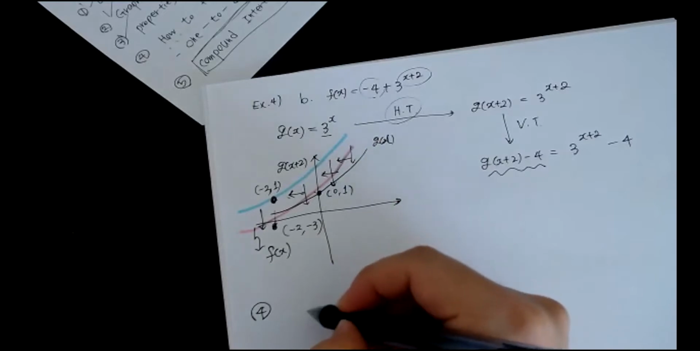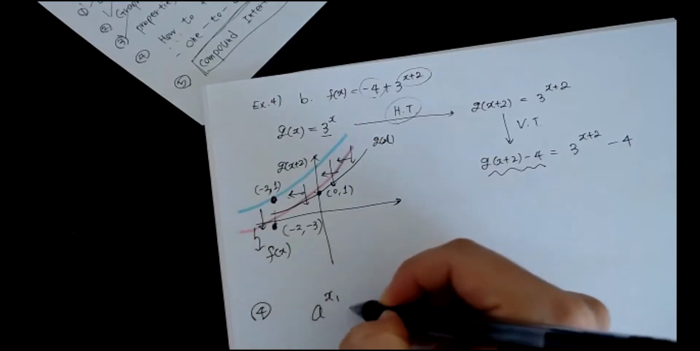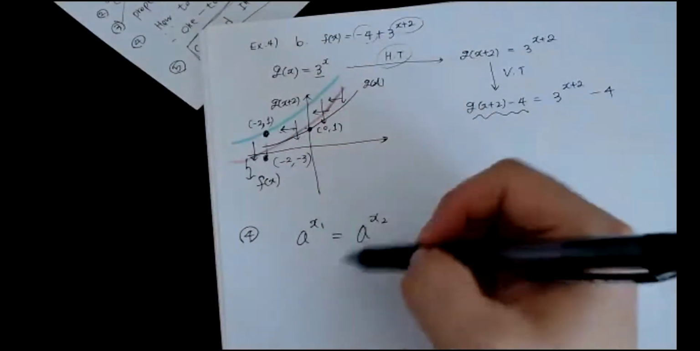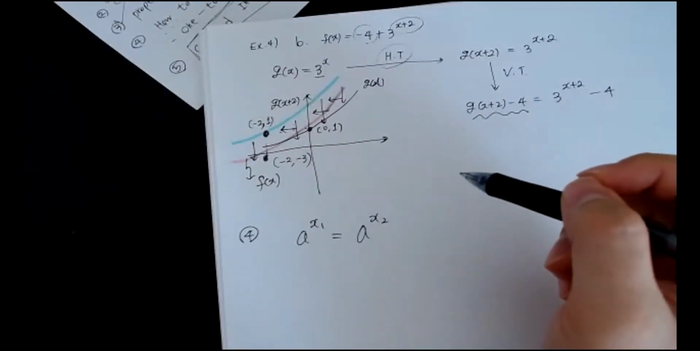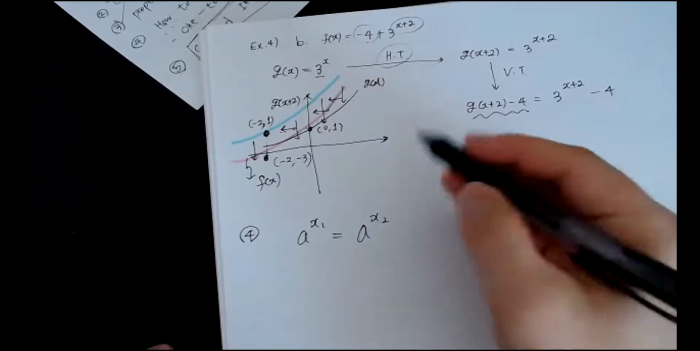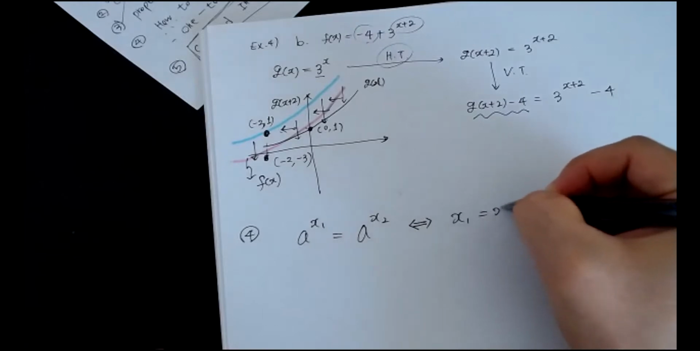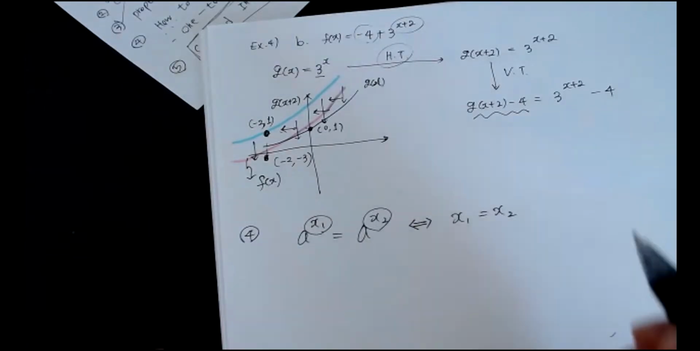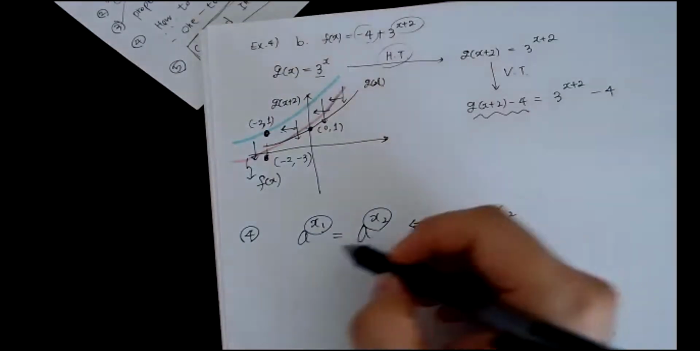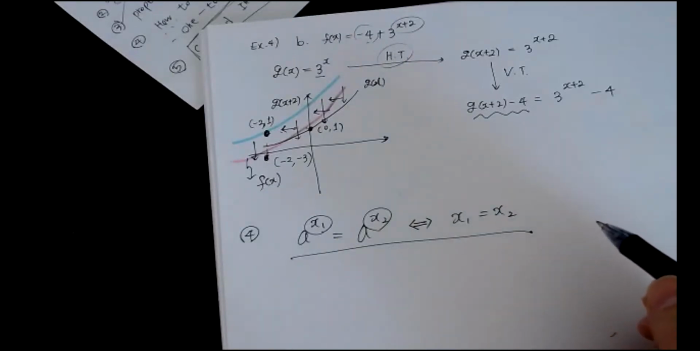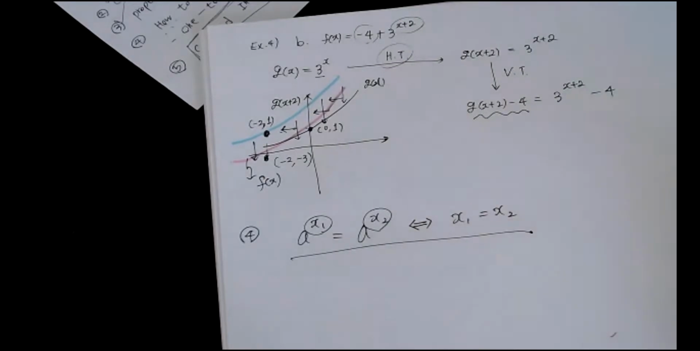So what that means, well, think about this. a to the x1 is equal to a to the x2. Two exponential expressions have the same base. Then if and only if x1 must be equal to x2. Here x1, x2 represent algebraic expressions. They could be polynomials. This is called the one-to-one property of exponential functions. So why is this useful?